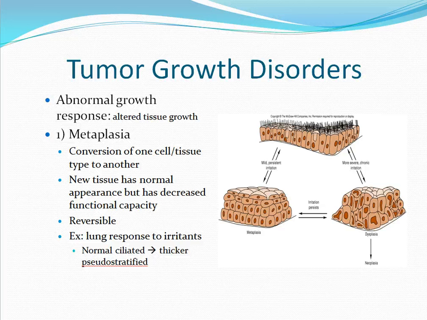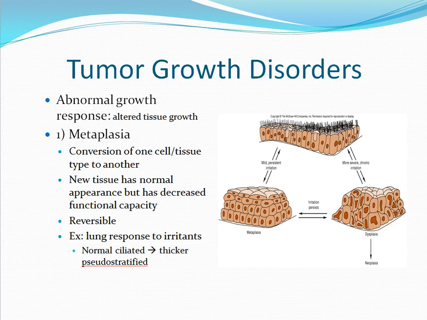When we look at abnormal growth responses, these are altered tissue growth with structural and functional abnormalities. The first of these is metaplasia. Metaplasia is the conversion of one cell or tissue type into another. The new tissue is normal appearing and well organized, but it has a decreased functional capacity. This process is reversible.